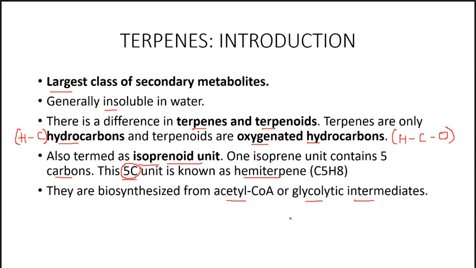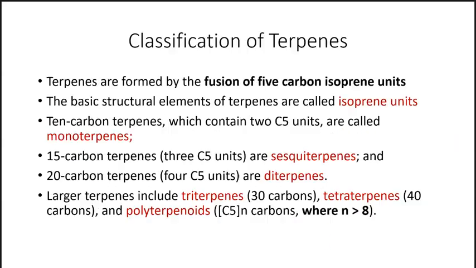Now these terpenes are also said to be isoprene units, okay, because when large terpenes are kept at high temperature, they break and form isoprene units. I'll show how. And one isoprene unit is known as hemiterpene. Okay, a 5 carbon isoprene unit is known as hemiterpene, and the precursor of terpene is acetyl CoA or glycolytic intermediates. Let's see how. So first we will do the classification of terpene.